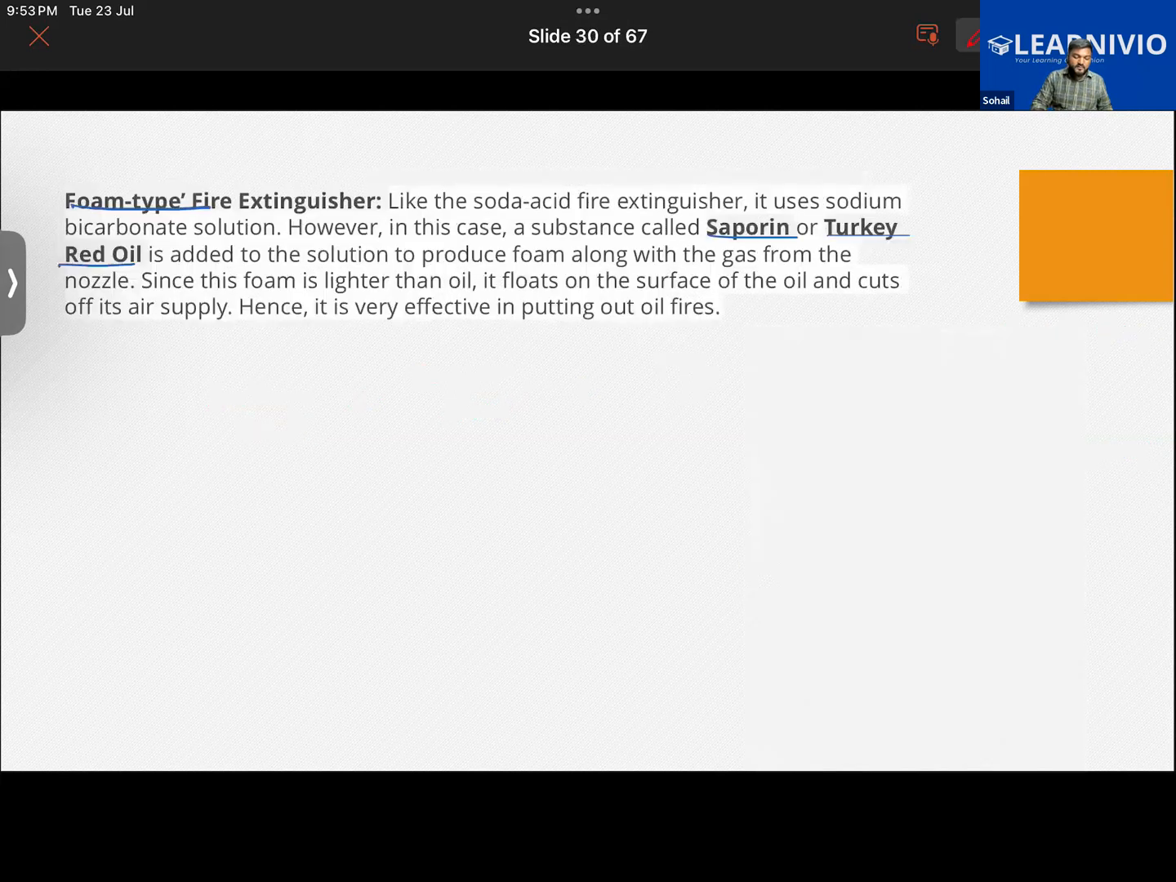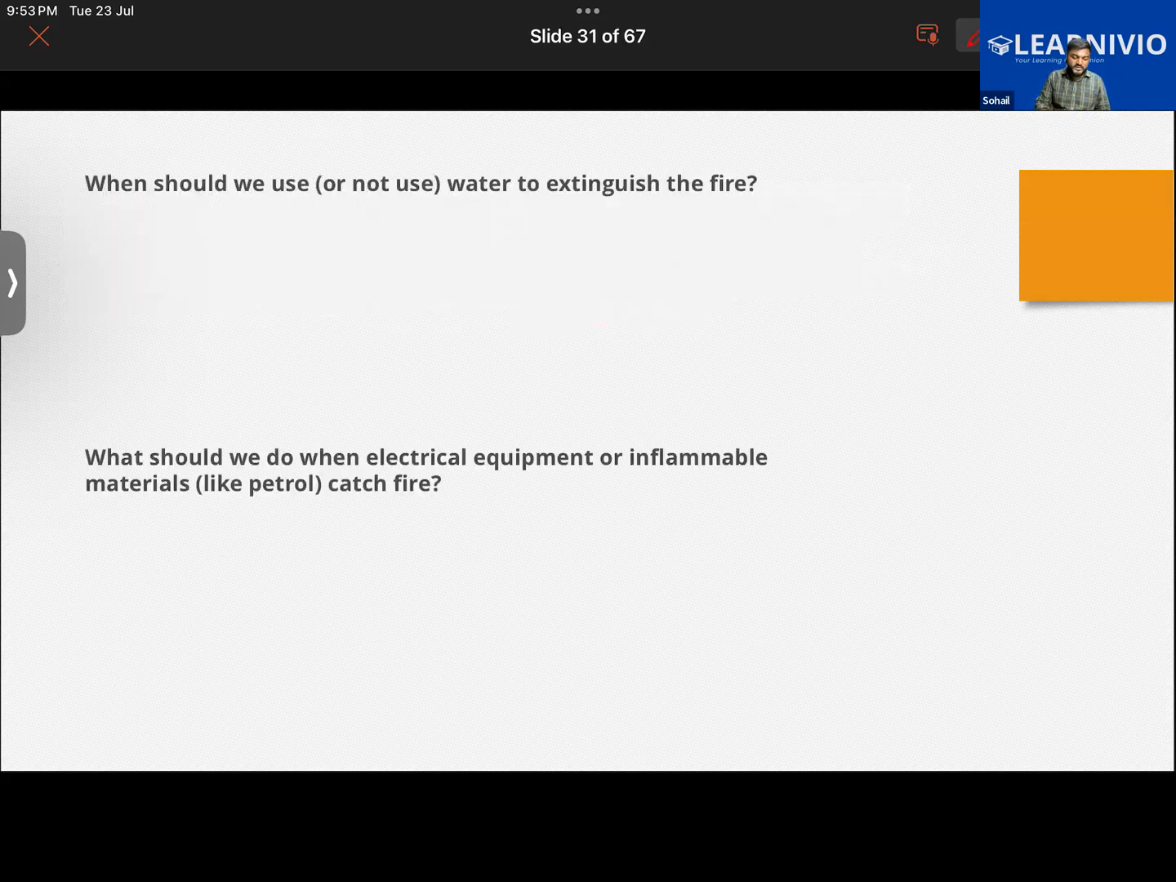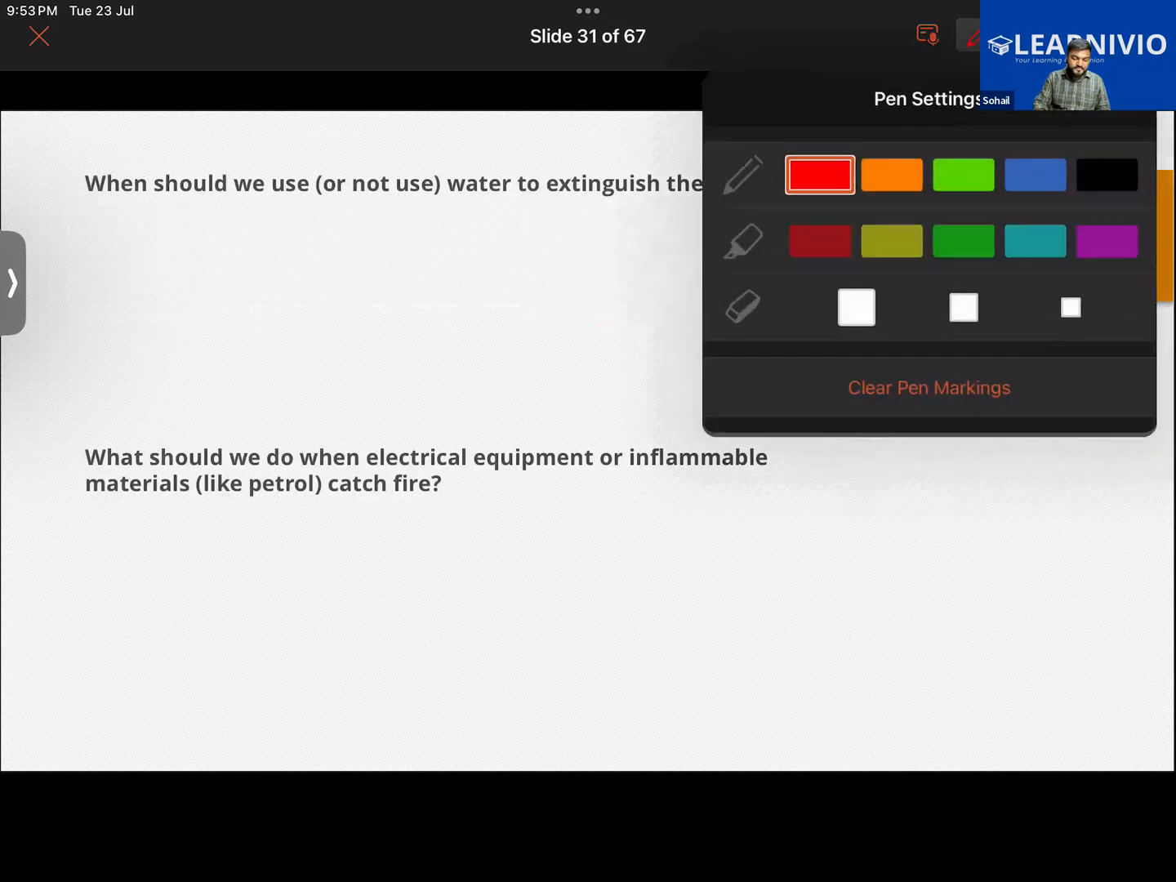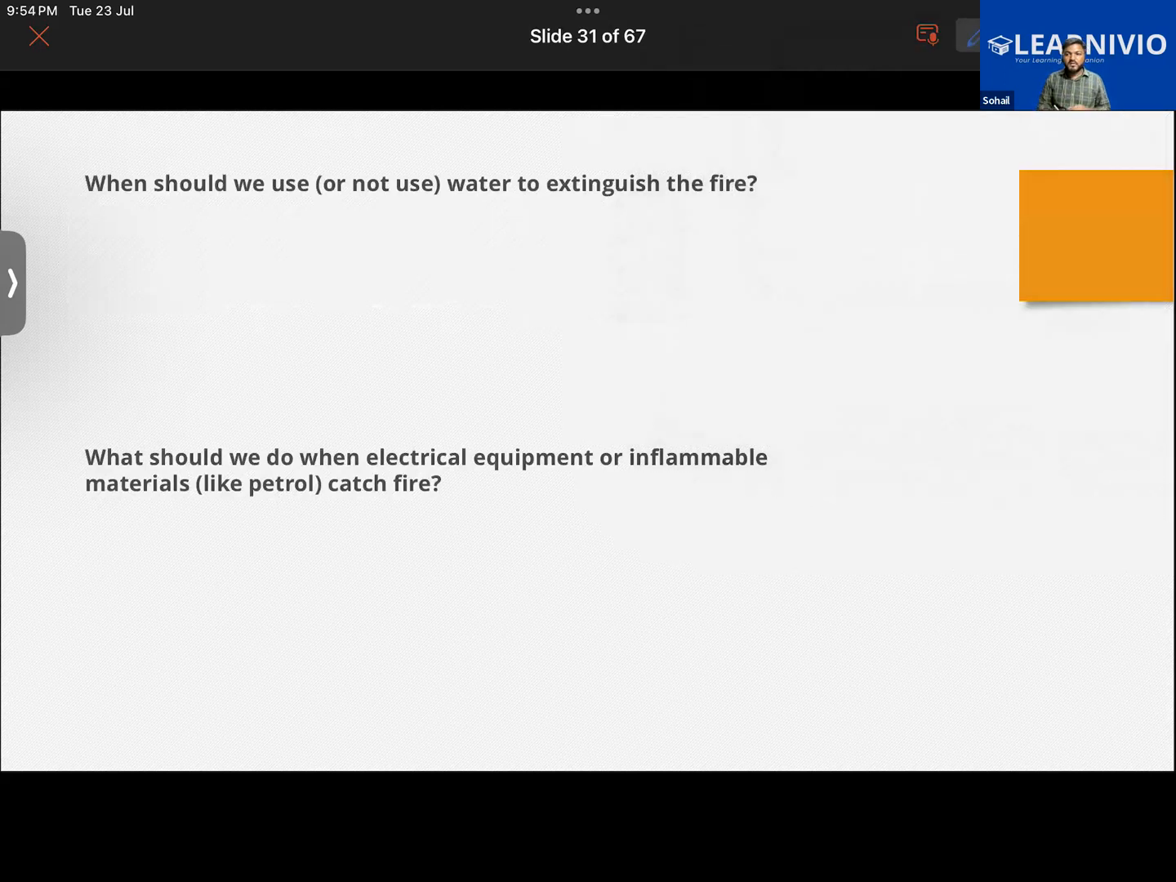We know that foam is lighter than oil. So if the cause of fire is oil, you can especially use the foam type fire extinguisher, because as the foam comes out, it floats above the oil and cuts off the supply of oxygen, hence being very efficient in putting out oil fires. I hope that was clear to all of you. Good. Vaika, you understood those things? Please let me know.